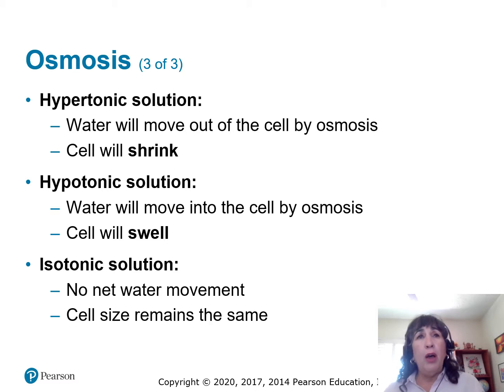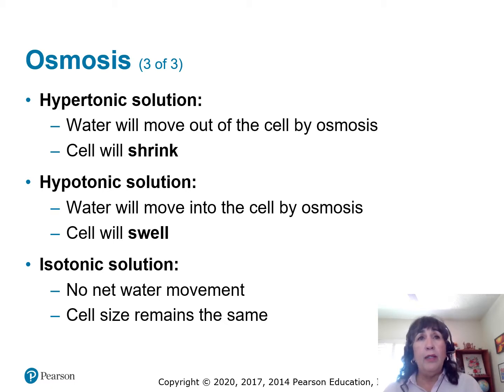In a hypertonic solution, let's say you drop a red blood cell into a beaker of water, a hypertonic solution, that means that there's more molecules outside of the cell than inside. This will cause water to move outside because water follows the salts. And when that happens, the cell is going to shrivel up.